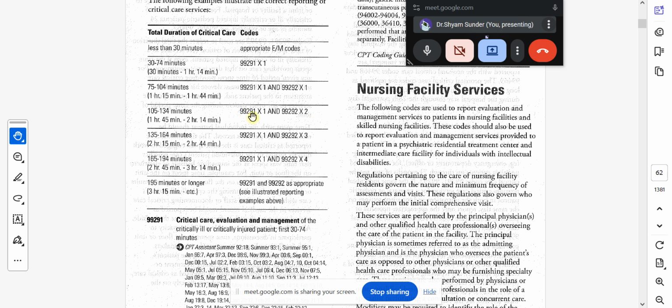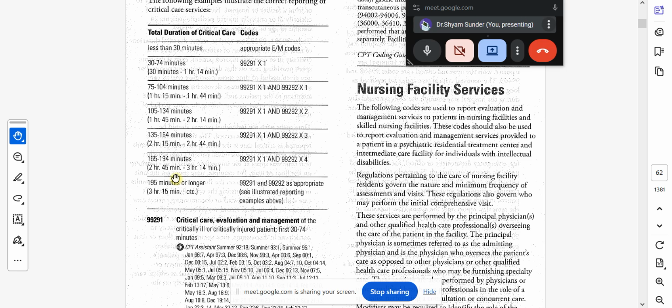That means 99291, for example, is $500. Then 99292 is $300. 300 into twice, times 2, is 600. 500 plus 600 is 1,100. Total billing is $1,100. That's all.